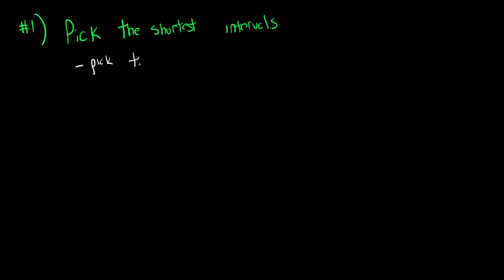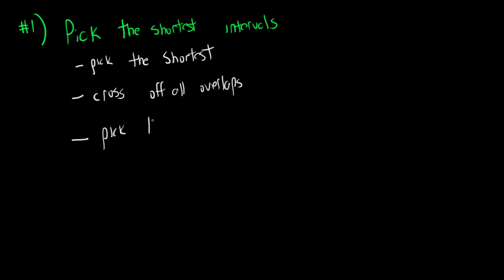Okay, so just using logic, right? What would you think the best way to go about doing this would be? Well, I think picking the shortest events, the shortest intervals, will give us the most amount of people using the bike. So pick the shortest intervals. Now we'll write out a little procedure over here. So we're going to pick the shortest. Pick the shortest one. We will cross off all overlaps. And then we will pick the next shortest that's remaining.